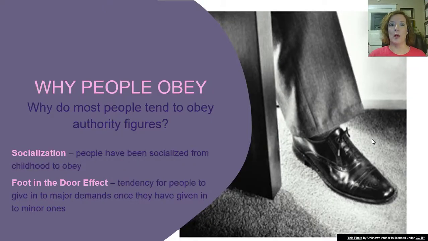Why do people obey? Why do most people tend to obey authority figures? First, you've got this factor of socialization. People have been socialized from childhood to obey. Obey your parents, obey your teachers, obey your authority figures. Then you've got a foot in the door effect. This is the tendency for people to give in to major demands once they've given in to minor demands. So you ask for a little bit, you get it, so you ask for something bigger.